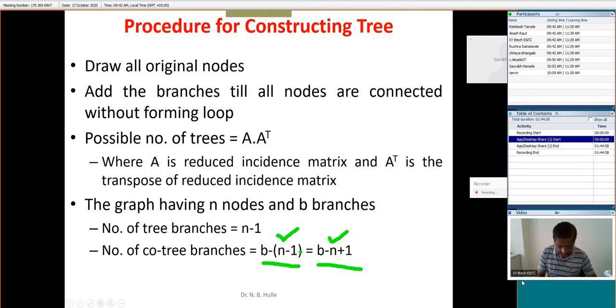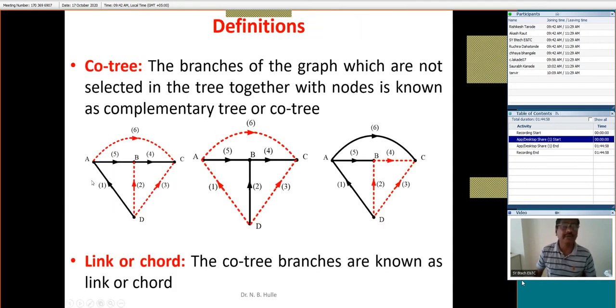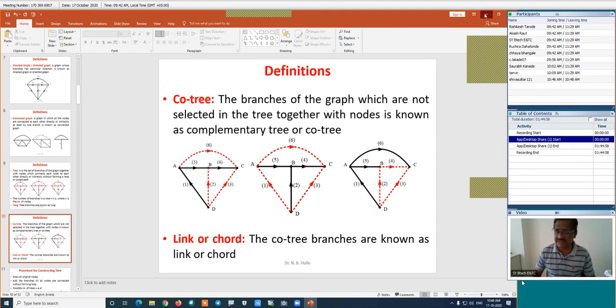Means for this previous figure, how many total branches do we have? 1, 2, 3, 4, 5, 6. 6 branches. In this particular case, how many tree branches do we have? 1, 2, 3. So how many cotree branches will there be? 3. Because the total number of branches is 6 and the number of tree branches is 3, which is 6 minus 3, equal to 3 cotree branches.